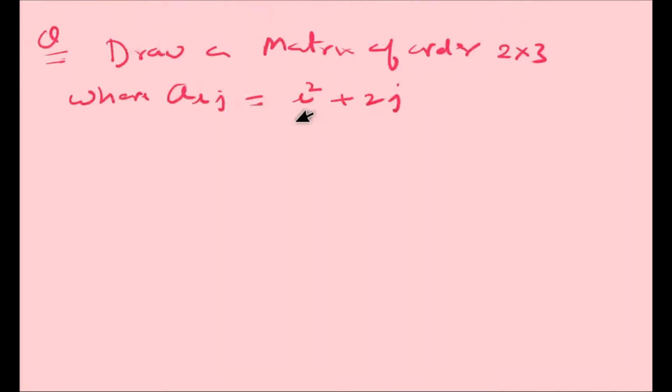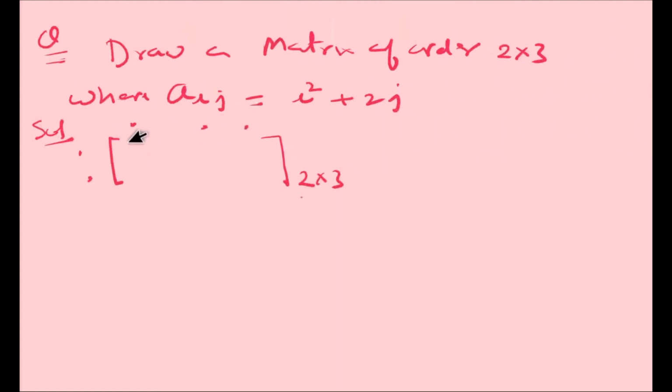This is the basic question. This may be changed. Aij may be given by i square plus 2j, maybe i minus j, maybe i cube plus j, maybe 3i plus 4j, i cube plus 5j. So many types of questions we can solve here. Now let's start. Order may be changed also. Let's first start with order 2 into 3. Now what is the meaning of 2? There will be 2 rows. And what is the meaning of 3? There will be 3 columns.